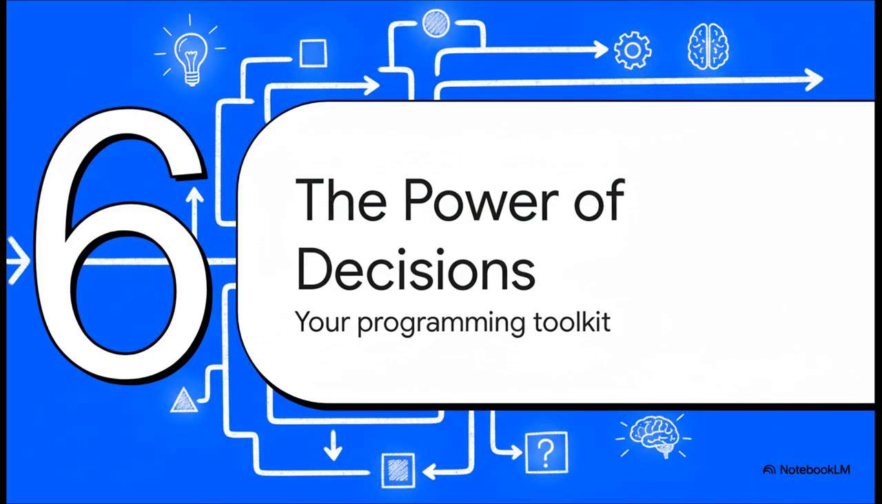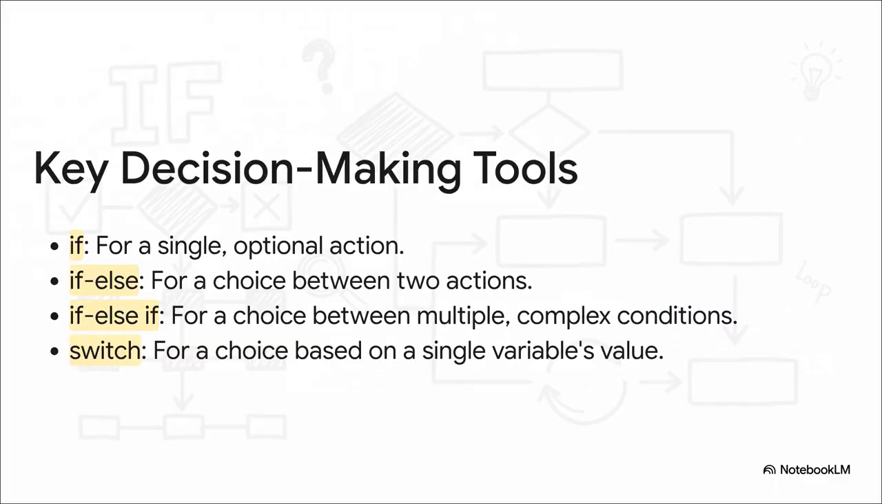Wow, we've covered a lot of ground, right? We've gone from a program that could only walk in a straight line to one that can make complex branching choices. These control statements are the tools that take a program from being a dumb script to a truly intelligent application. So, to wrap it all up, here's your cheat sheet.